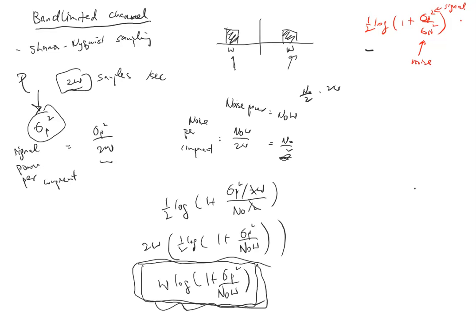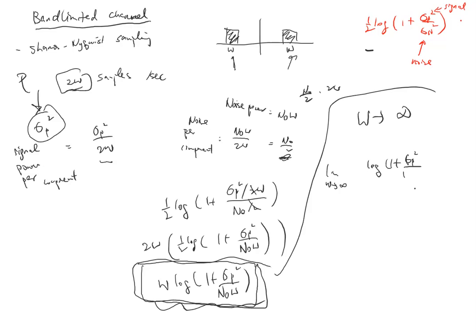And actually, one thing is interesting: if I let W go to infinity, basically if I don't have any bandwidth limitation, band unlimited, let's say, then what will the capacity be? Basically take the limit, right? W goes to infinity. Let me write it like this: log 1 plus sigma p square over N log W, over 1 over W.